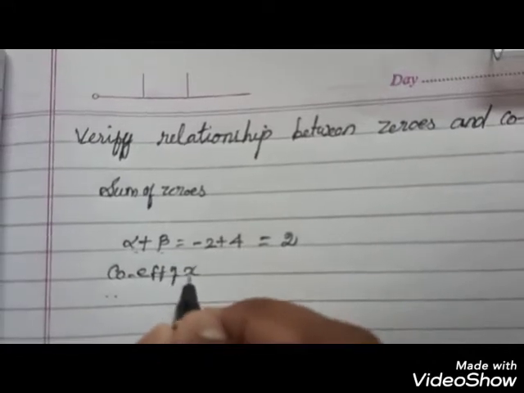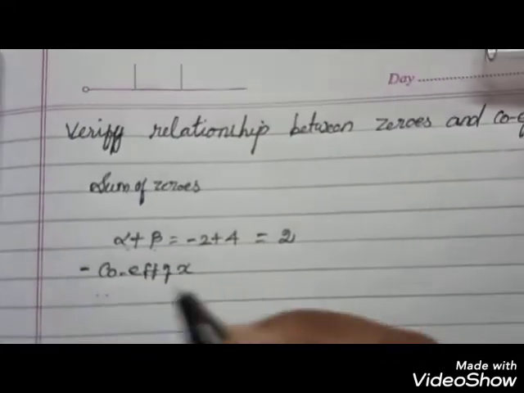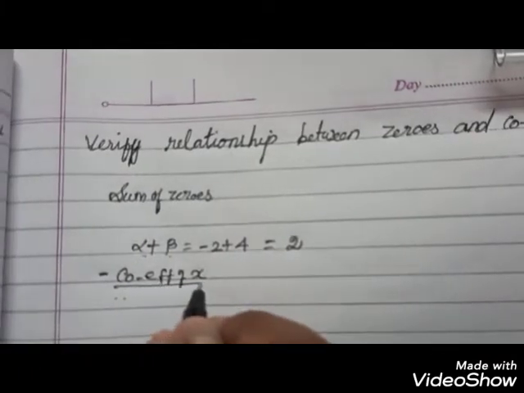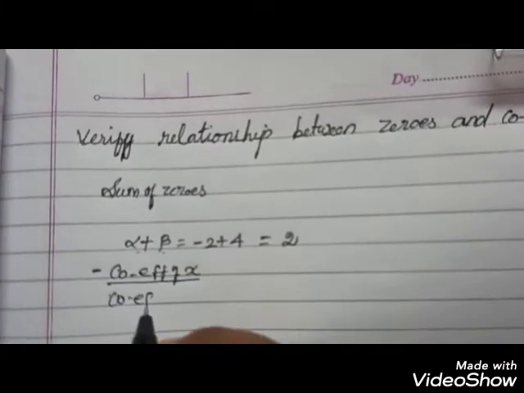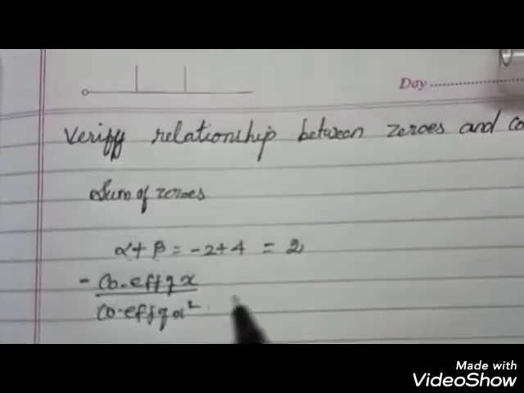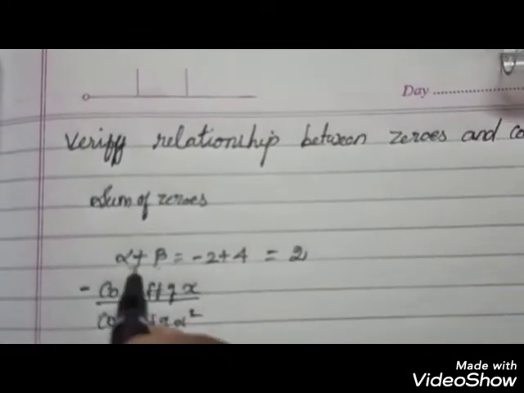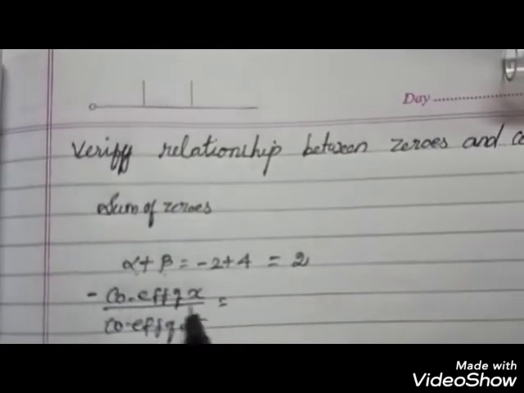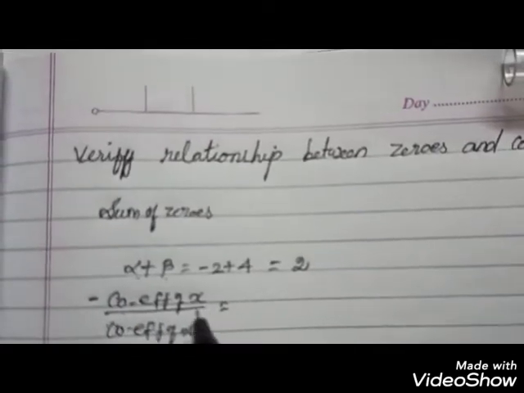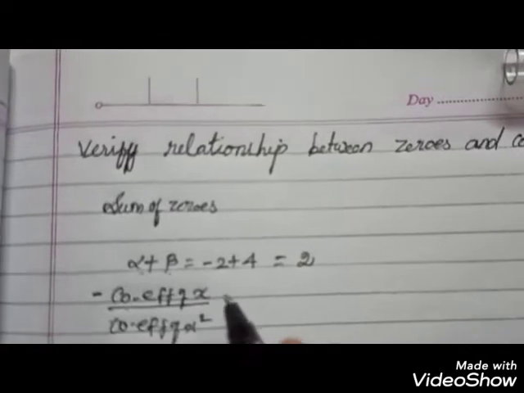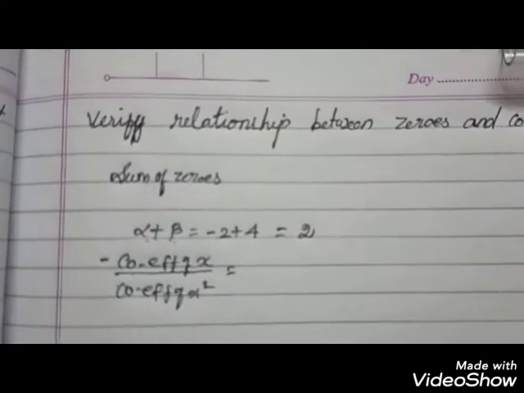Coefficient of x, already I told, minus coefficient of x divided by coefficient of x square. So this is the formula. Find out the sum of zeros, alpha plus beta and 0. So coefficient of x, we need to see the expression.